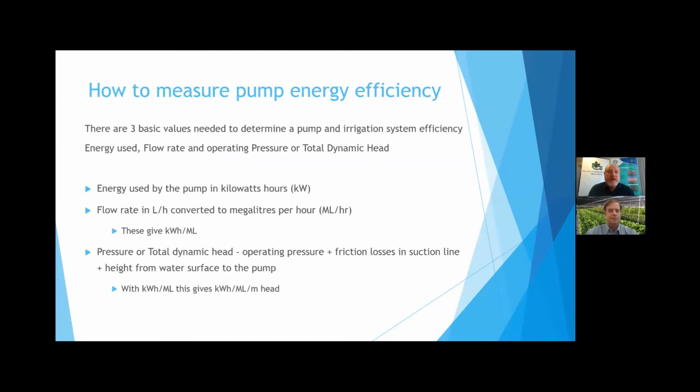So when you actually measure the cost of pumping energy efficiency, there's three basic values that you need to know. One is energy used by the pump, the flow rate of the system, and the operating pressure or total dynamic head. These values should be obtained using power monitors, flow meters, and pressure gauges, and recorded during actual operation of the system. It'll give you a much more accurate result if it's done with the flow meters and the power monitors and while the system is actually running under normal conditions.